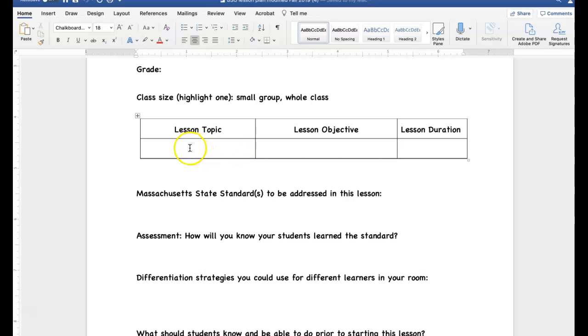So the lesson topic: is it reading? Is it math? Is it science? And then what are your objectives? What do you want the students to do? So at the end of this lesson, the students will be able to, and whatever that is, and how long the lesson should be.